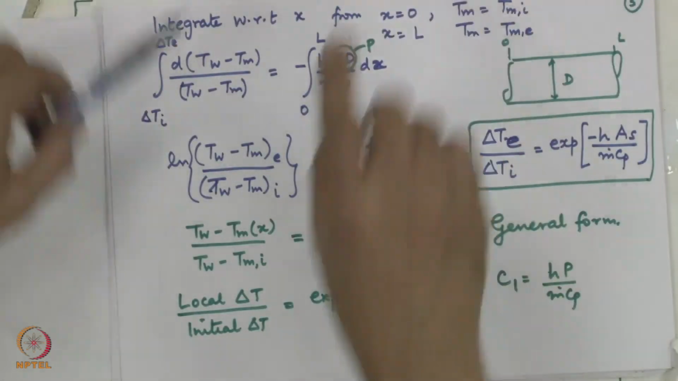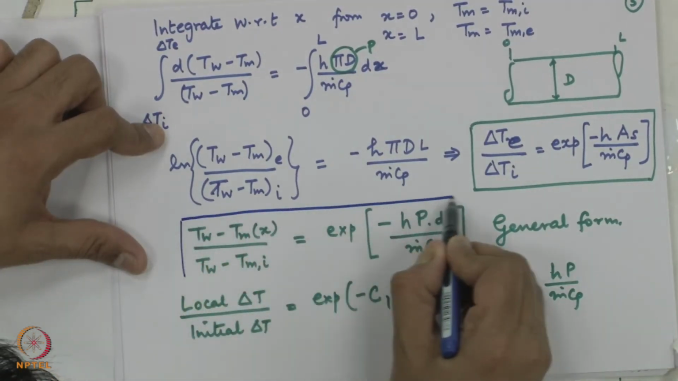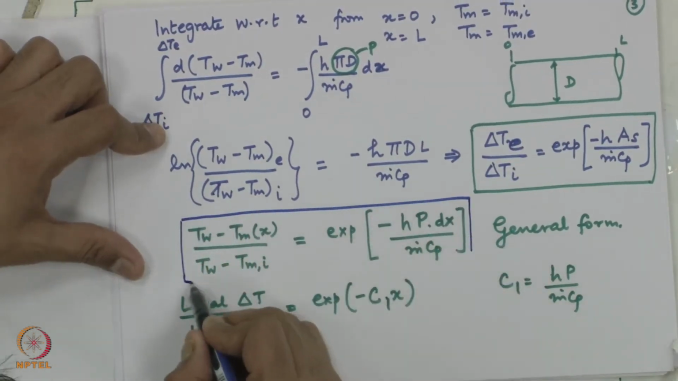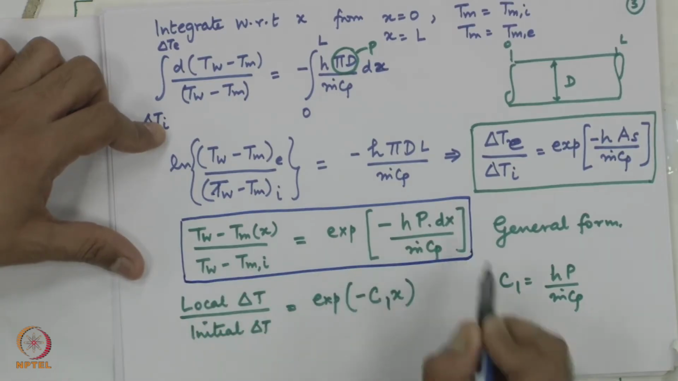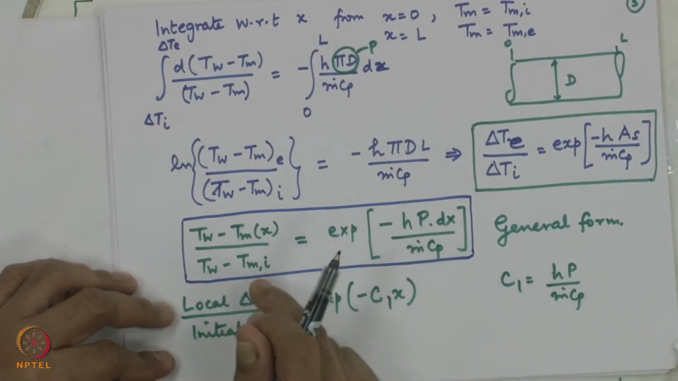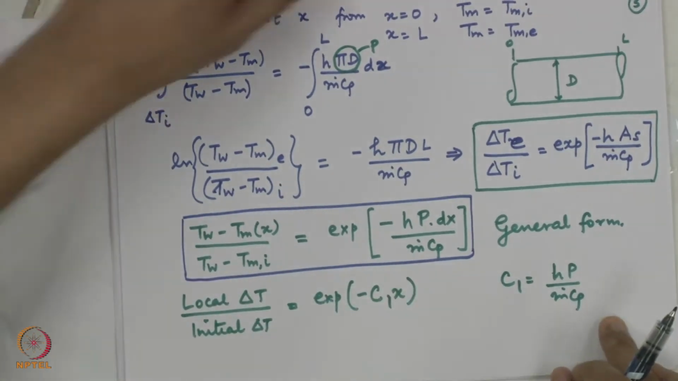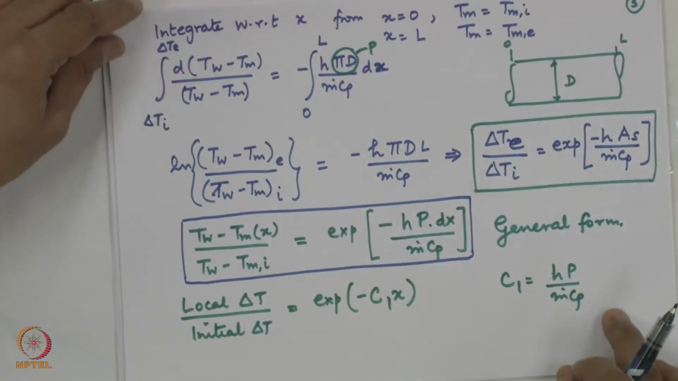So, this is going to help us understand that if I were to calculate the bulk mean temperature at any particular location, I need to know the right hand side and I need to know the maximum or the initial temperature difference, and then the local bulk mean temperature can be calculated.